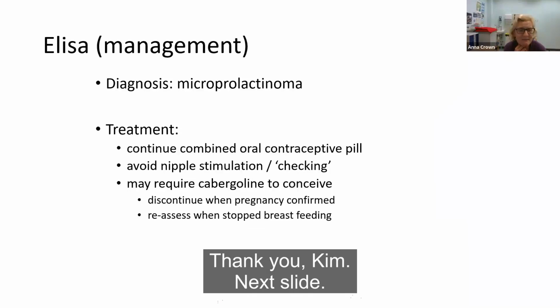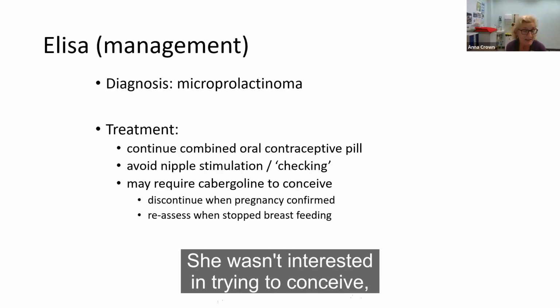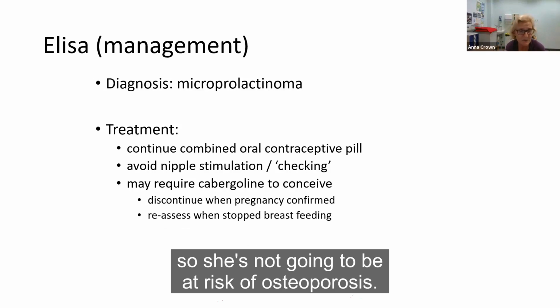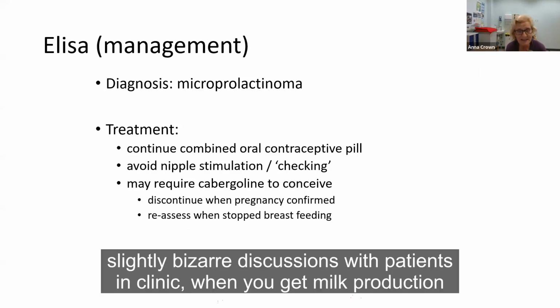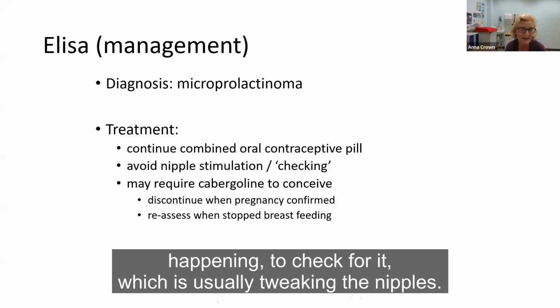Thank you, Kim. Next slide. So we made the diagnosis. She wasn't interested in trying to conceive, so she could just continue taking the pill, which is giving her estrogen, so she's not going to be at risk of osteoporosis. Bizarrely, and you do have to have these slightly bizarre discussions with patients in clinic, when you get milk production from the breasts, obviously the temptation is to see if it's still happening, to check for it, which is usually tweaking the nipples.